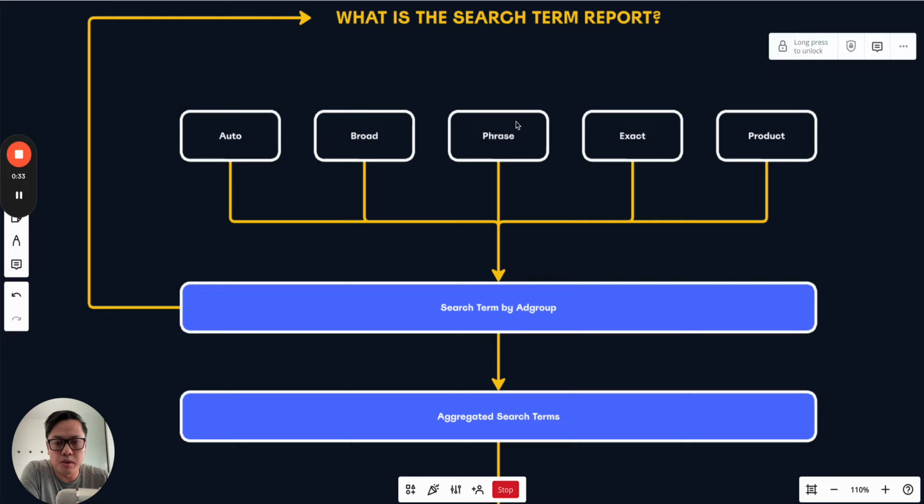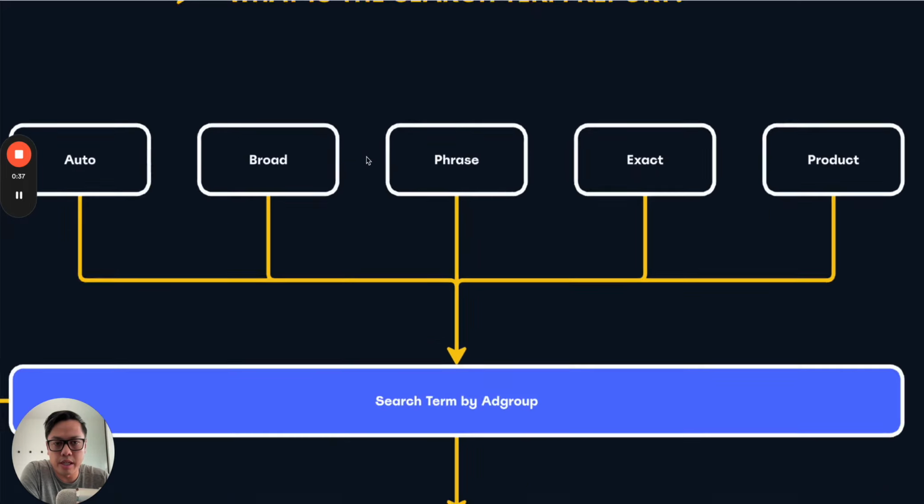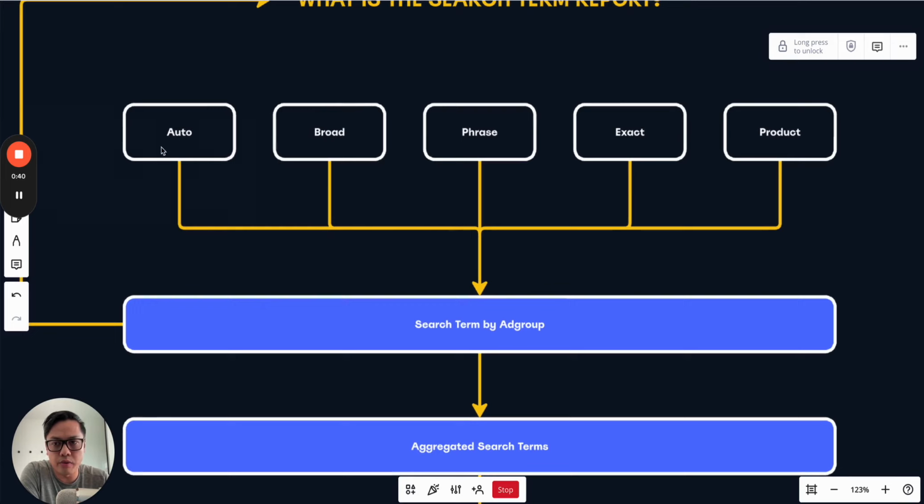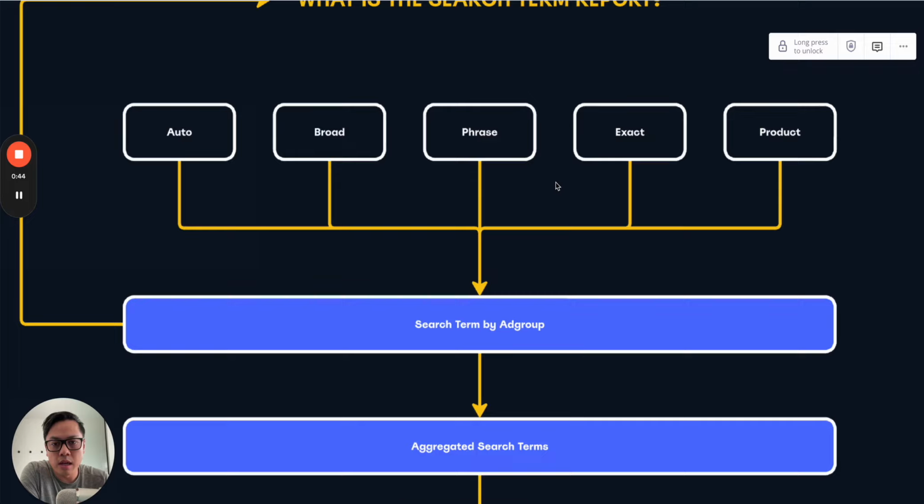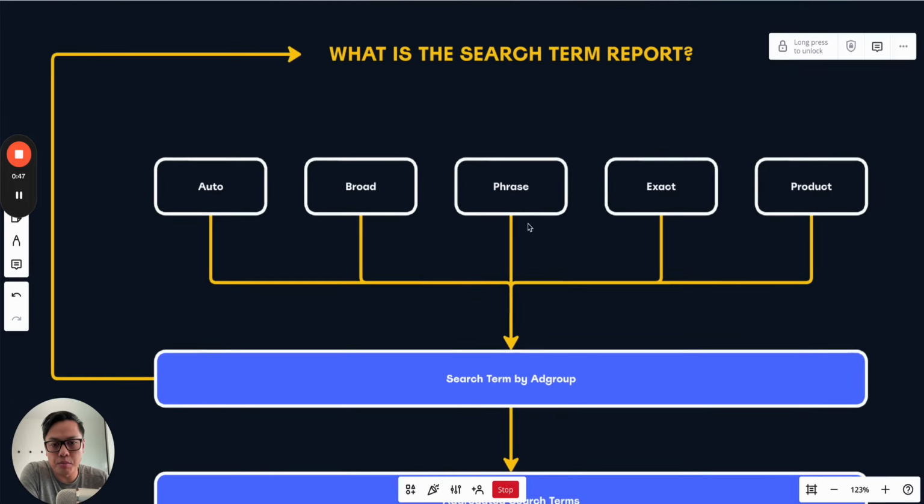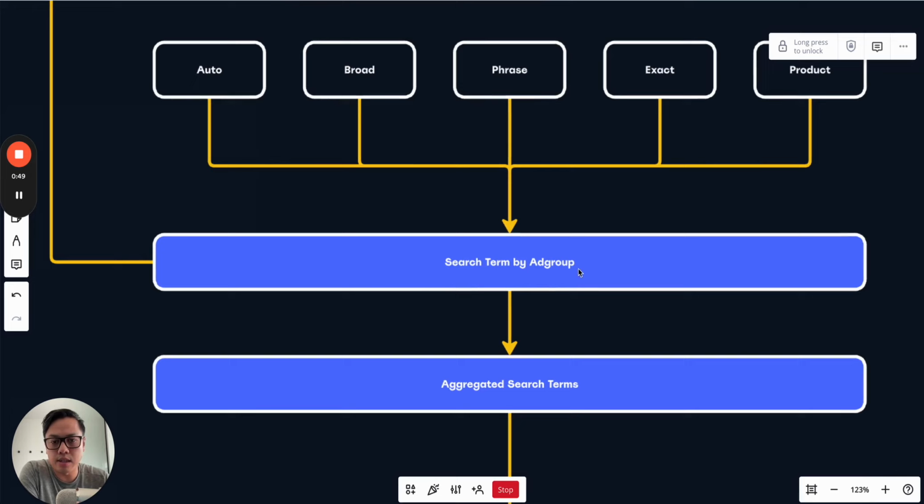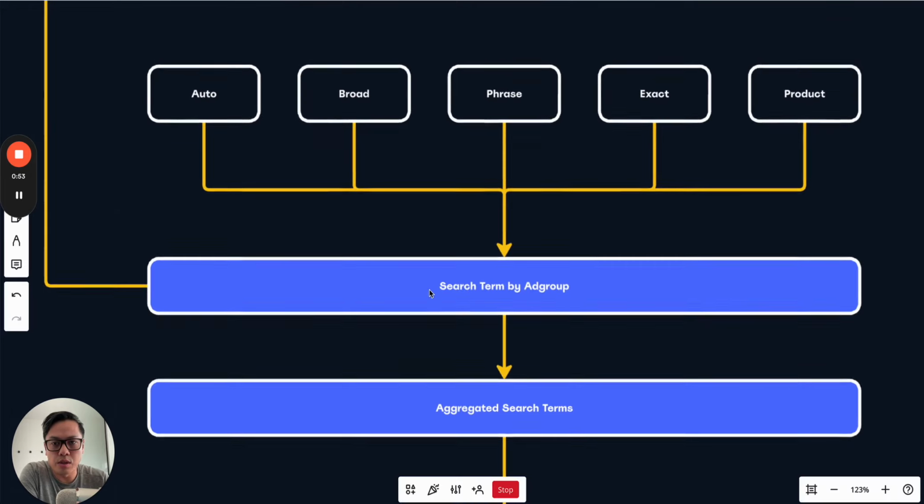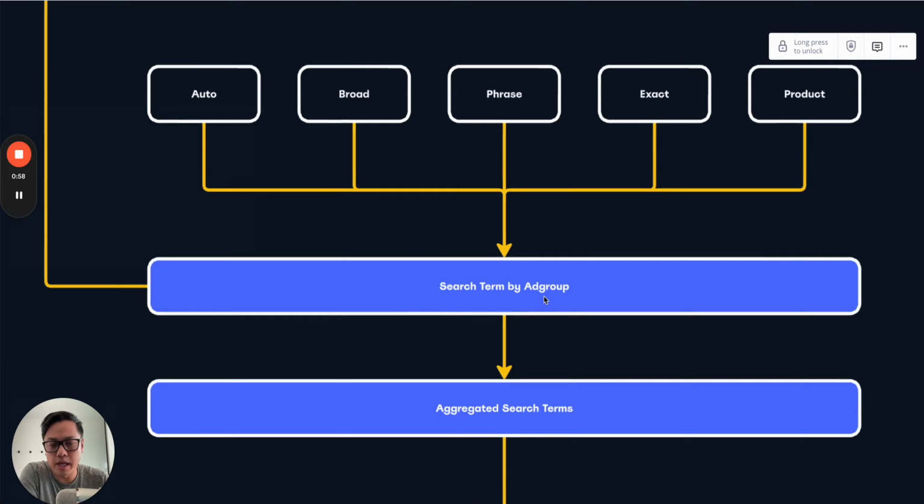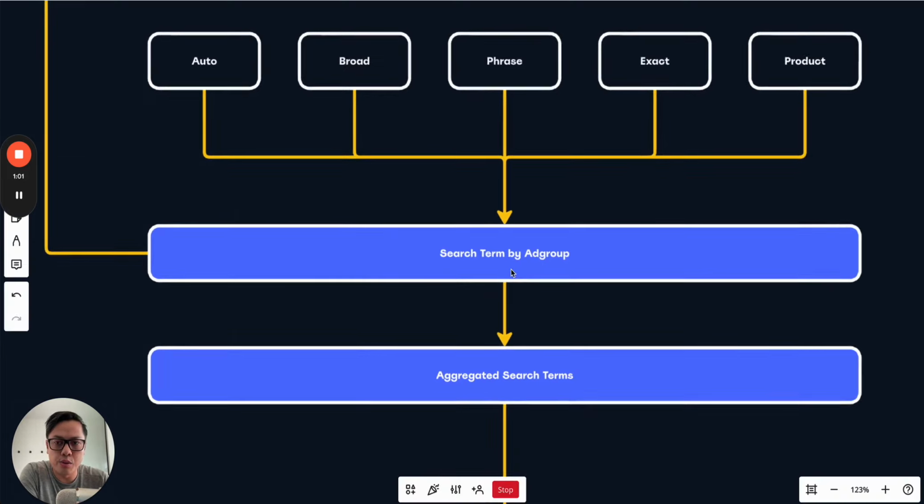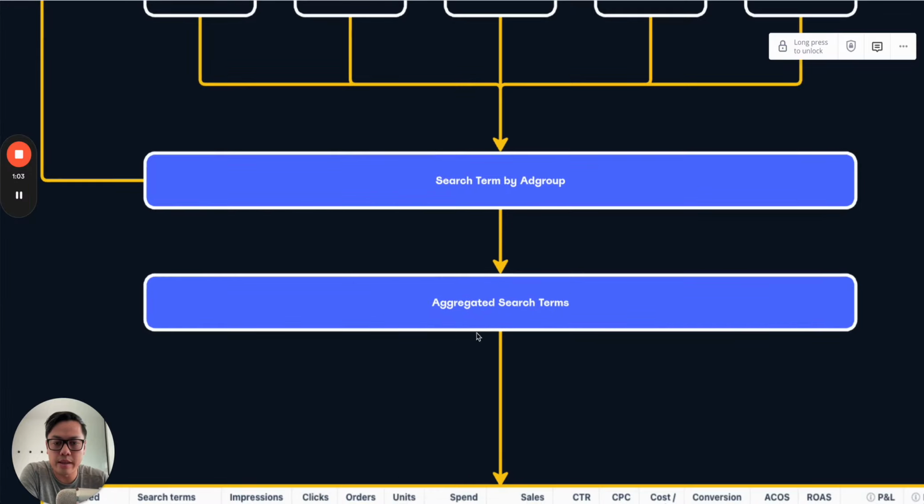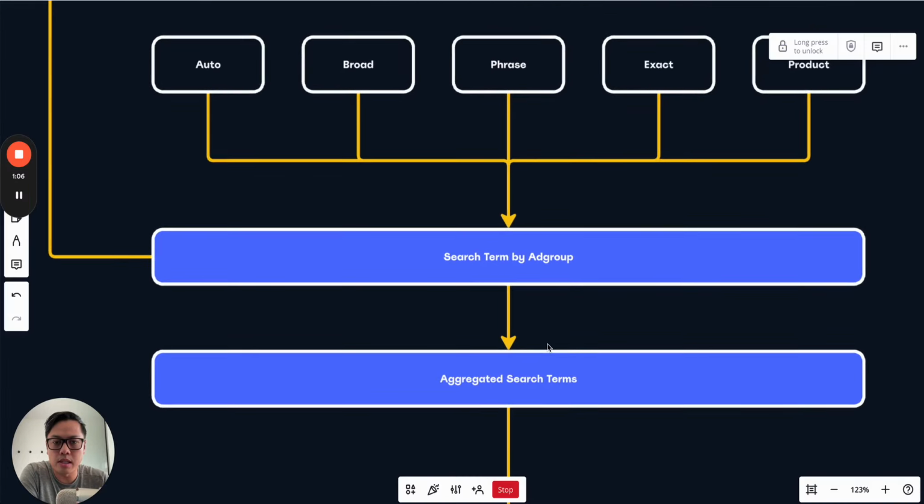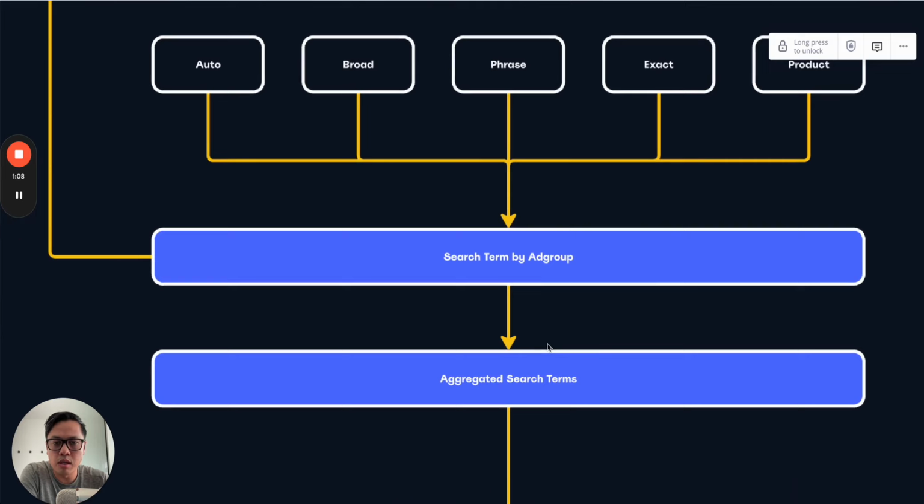To explain this a bit further, you would generally have a campaign structure with different match types such as auto, broad, phrase, exact, and product targeting. From there, when you generate one of these reports, you will probably get search terms by ad group. So you can have similar search terms in multiple rows of data, which you will then need to aggregate, because you want basically every row to represent just one search term.